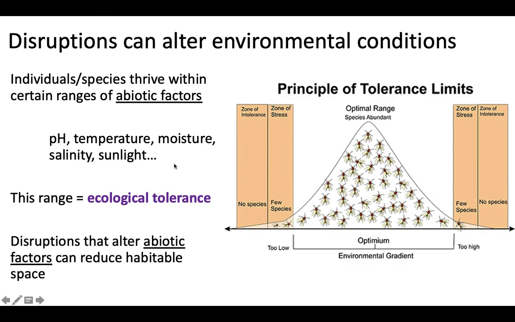Any disruption that is going to alter an abiotic factor could reduce the area where organisms can survive, the habitable space. It might push an organism into a zone where they're not able to tolerate the temperature or the pH or the salinity, etc. And that species is either going to migrate, adapt, or die.